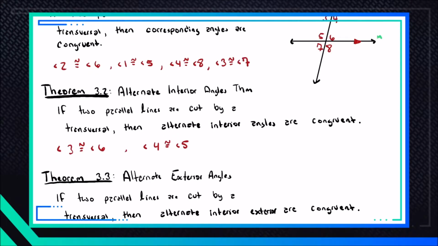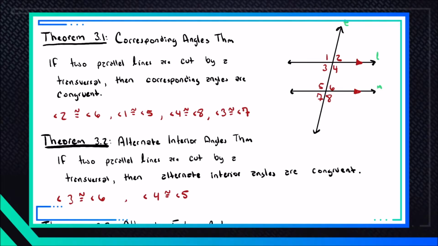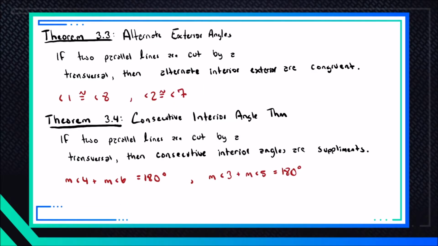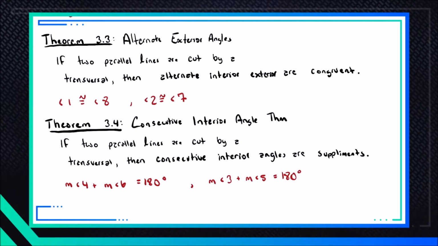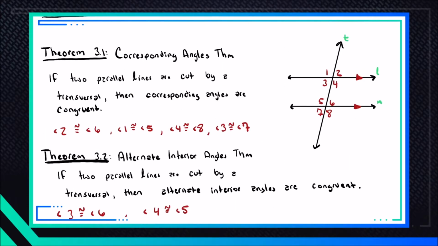Next is the alternate interior angle theorem. And same sort of thing, if we have two parallel lines and we cut them by a transversal, then the alternate interior angles are congruent. So 3 and 6 and 4 and 5 are congruent. Next, I'll scroll back up to the picture after I read it, is the alternate exterior angle. Once again, if you have two parallel lines, cut them with a transversal, then the alternate exterior angles are congruent. So that's going to be like 1 and 8 and 2 and 7.